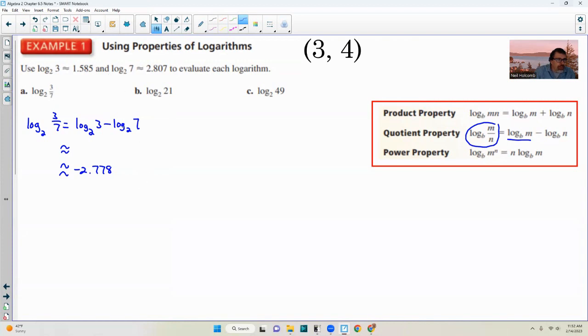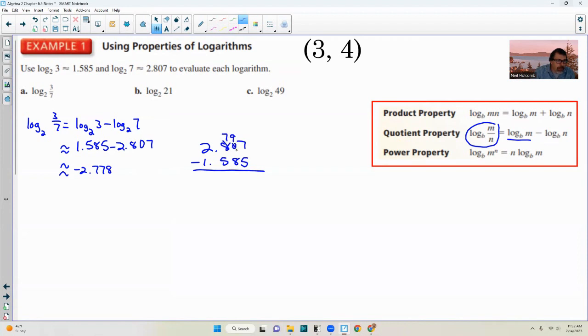So if you're subtracting a bigger number from a smaller number, I should have 1.585 minus 2.807. If I did this without a calculator, I'd take 2.807, that's the bigger number, and it's negative. So my answer is going to be negative, but I'm going to subtract 1.585 from that. So 8 reduces to 7 when I borrow 10.